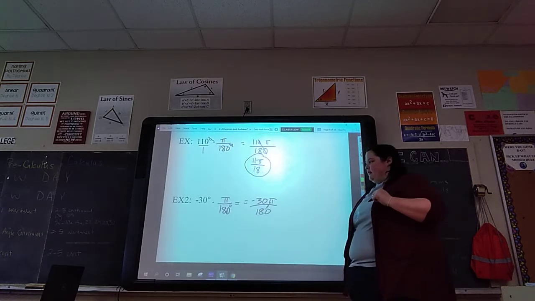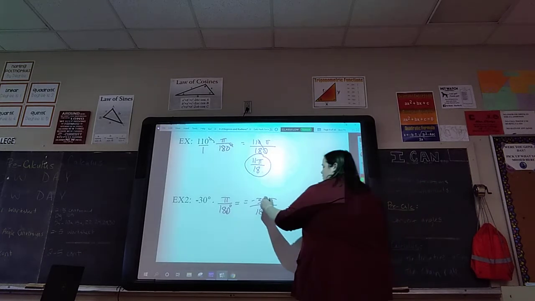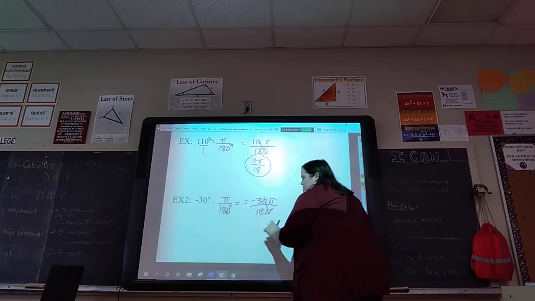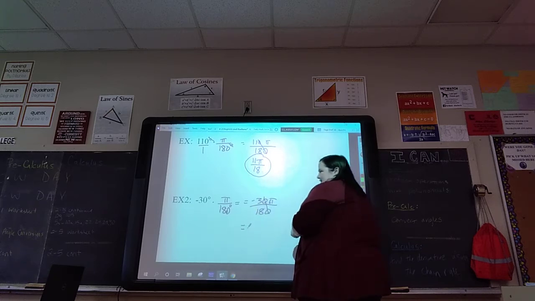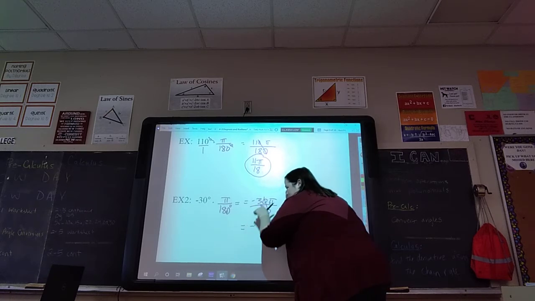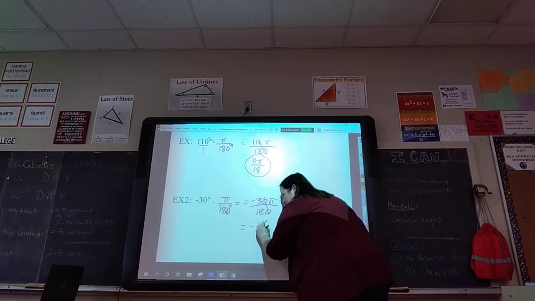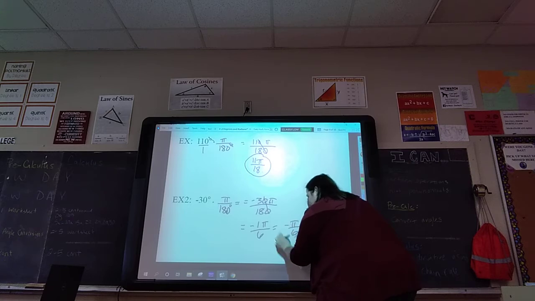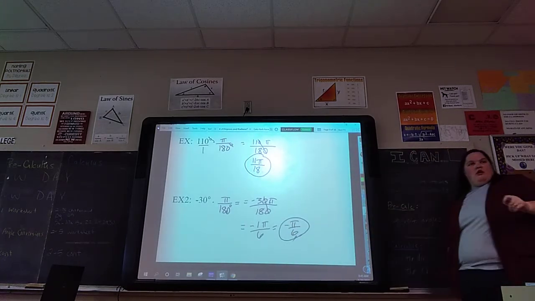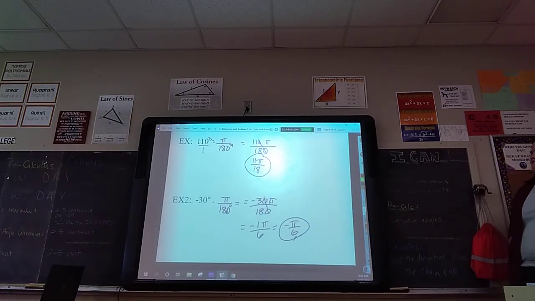How can I simplify that a little bit? Yeah, I can get rid of the zeros. And then, is there something that can divide the 3 and the 18? Yep, 3. So this will become 1 over 6. If you want to write the 1, you can, but I would just write negative pi over 6. So essentially it just turns into simplifying a fraction. Okay, so that's from degrees to radians.